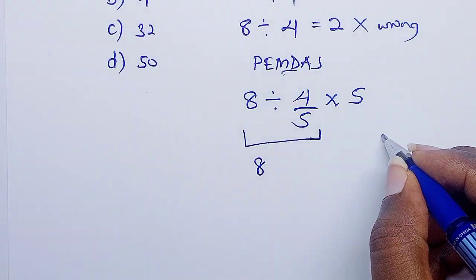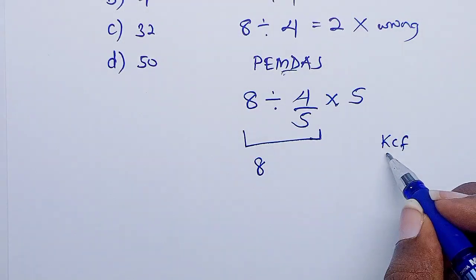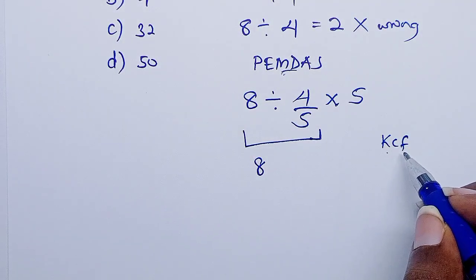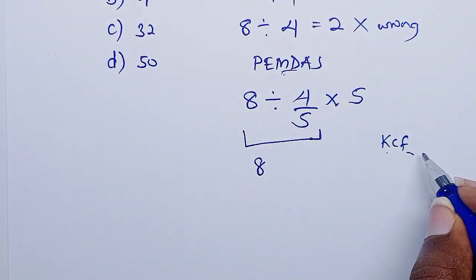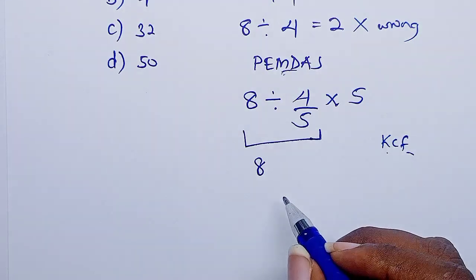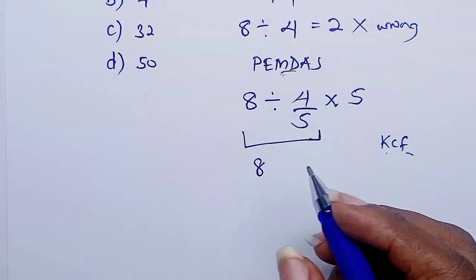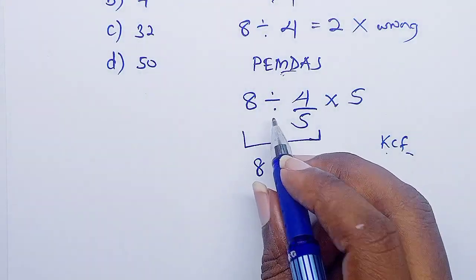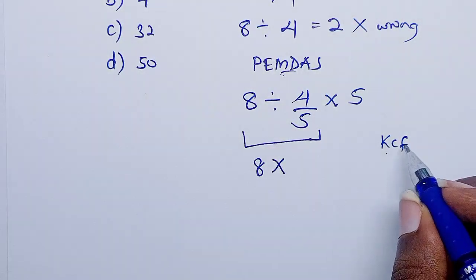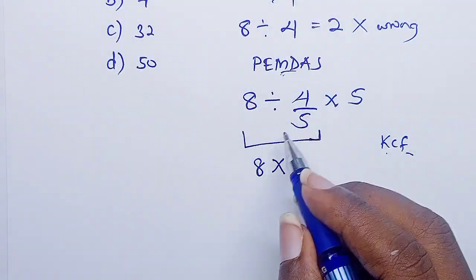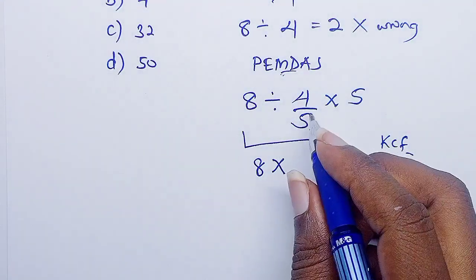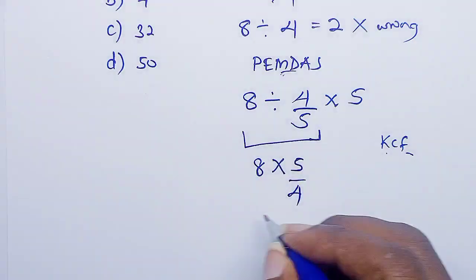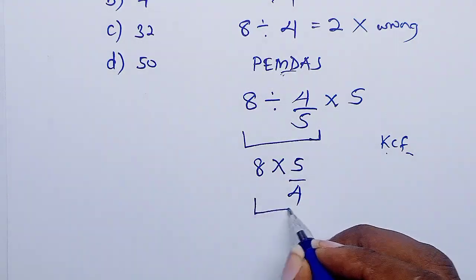But according to the KCF rule, where K is for keep the first value, C is change the sign, and F is flip the value after the sign, we have 8, which we've kept, then change the sign from division to multiplication, and then flip that value after that sign. So when we flip 4 over 5, we get 5 over 4. So this is what we work out first.